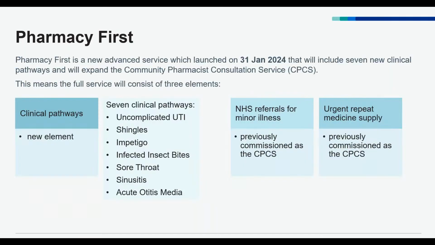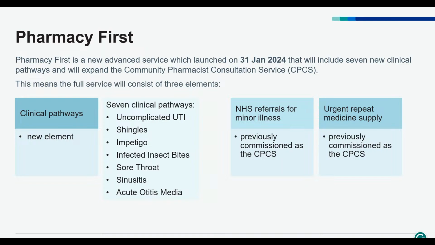Next slide, please. So very quickly, what is the Pharmacy First service? It builds on the existing community pharmacist consultation service, or CPCS as it's commonly known, which, on the right hand side, as you can see, was previously commissioned by NHS England with two sub-services. One was referrals from 111, urgent and emergency care, and GPs for common minor illness conditions, and the other sub-service was referrals from 111 for emergency supply of repeat or prescribed medication.